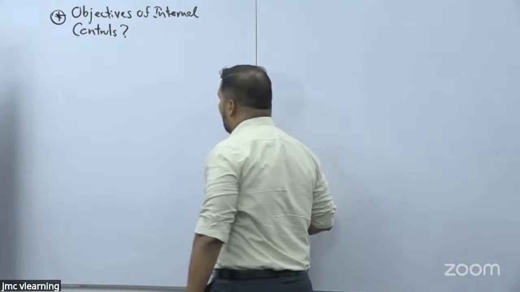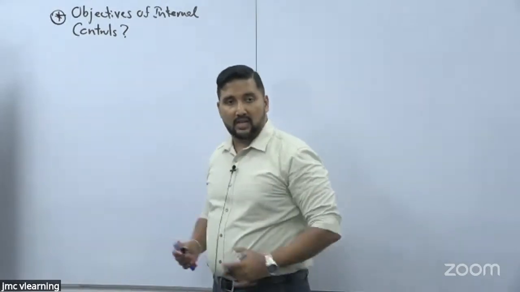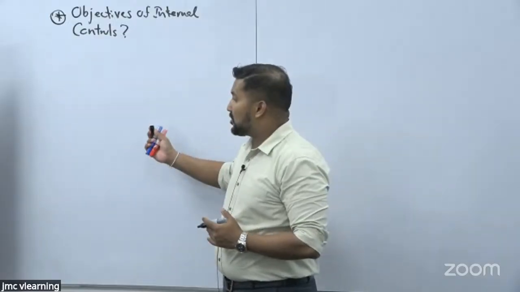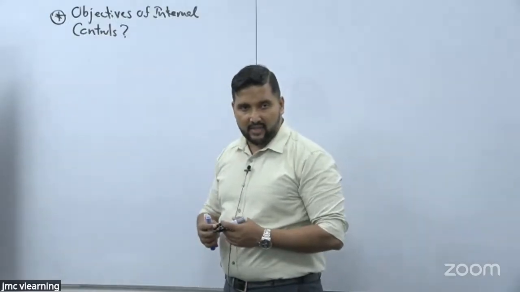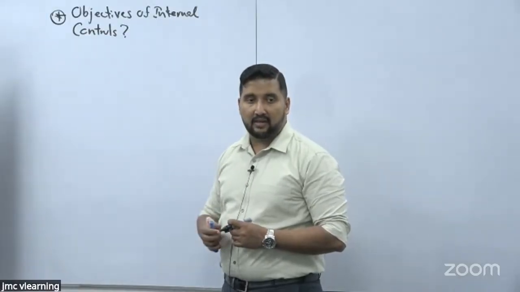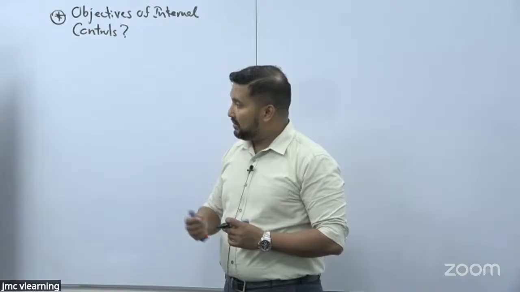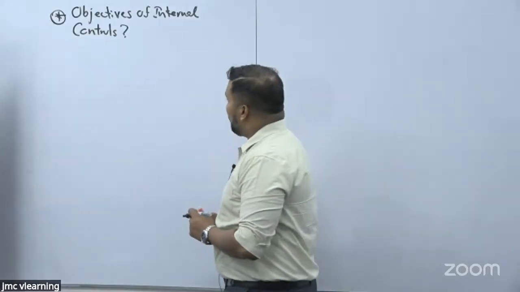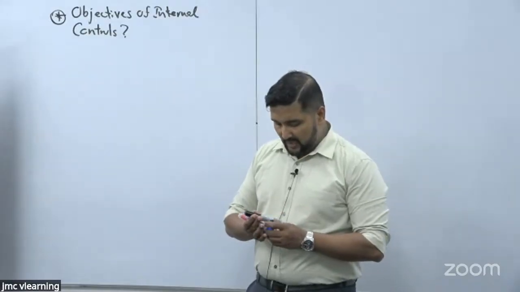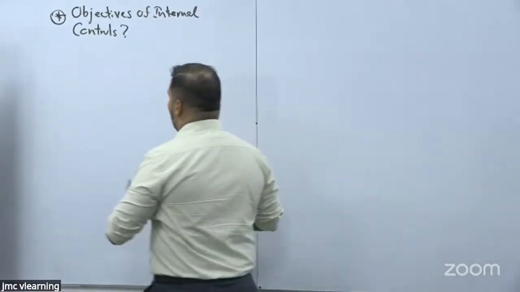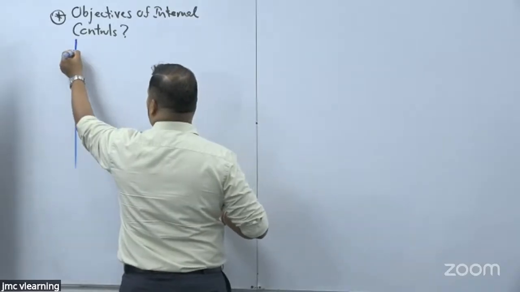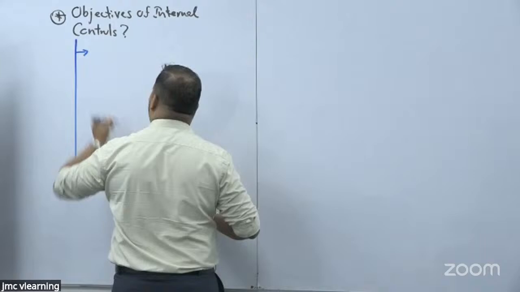The entire session will be covered through this flow chart, so that you can take down notes. Once we conclude this flow chart, we'll go to the presentation which is shared on the smart board as well. So what are the objectives of internal controls? From the broader perspective, there are three types of objectives applicable for internal controls. What would be the first one?